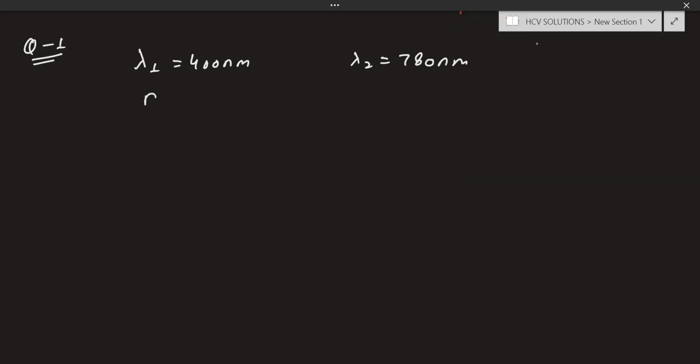Here, the wavelength is less, so energy will be maximum, and here the wavelength is more, so energy will be minimum. So that will be the range that we have to find. Energy is written to be hc by lambda. So here we will write E max, and here E minimum, that is hc by lambda 2.